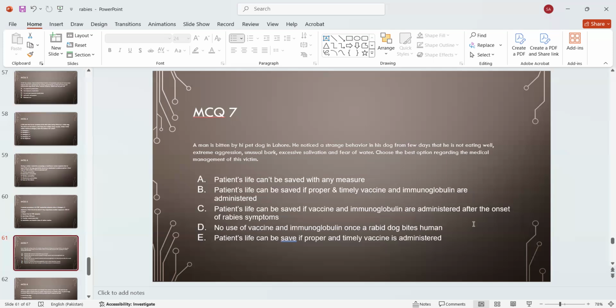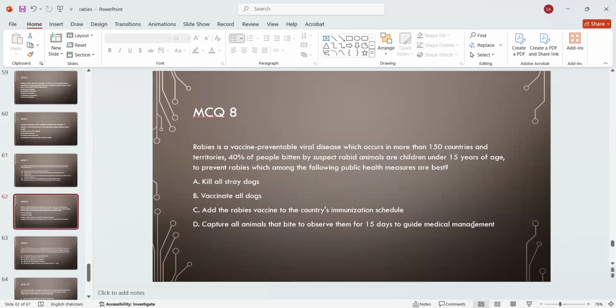The answer is B. Patient's life can be saved if proper and timely vaccine and immunoglobulin are administered. MCQ number 8. Rabies is a vaccine preventable viral disease which occurs in more than 150 countries and territories. 40% of the people bitten by suspect rabid animals are children under 15 years of age. To prevent rabies, which among the following public health measures are best?